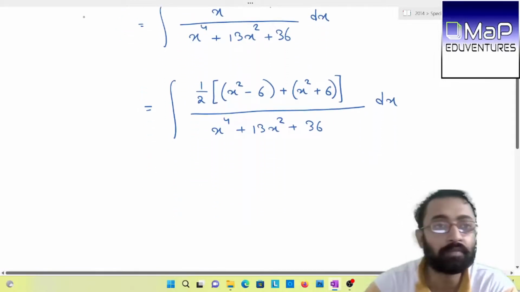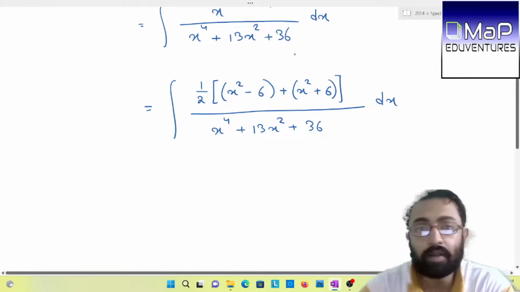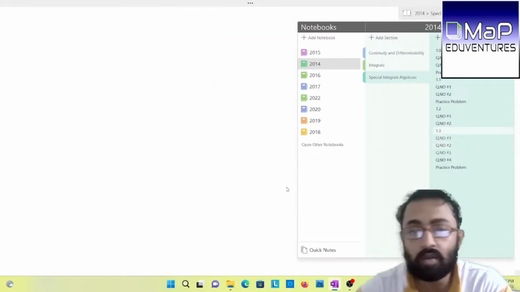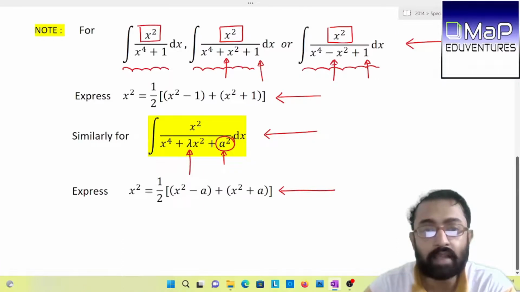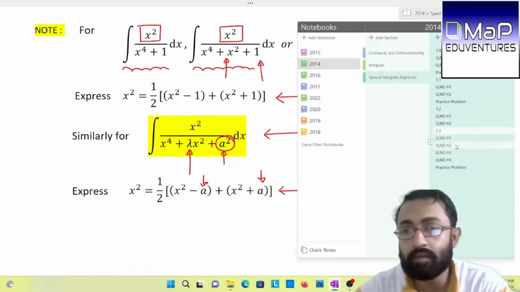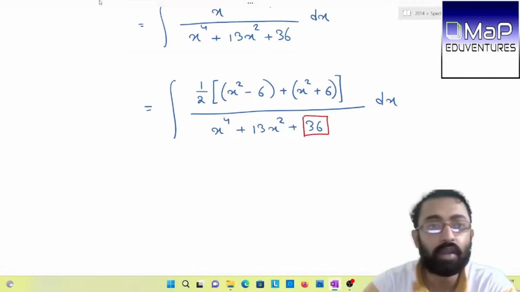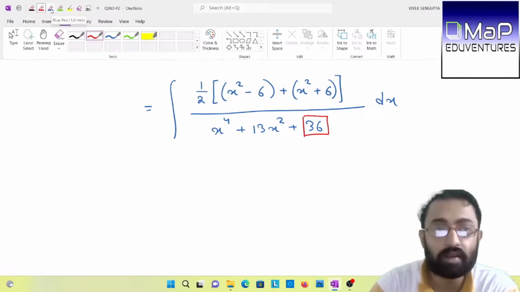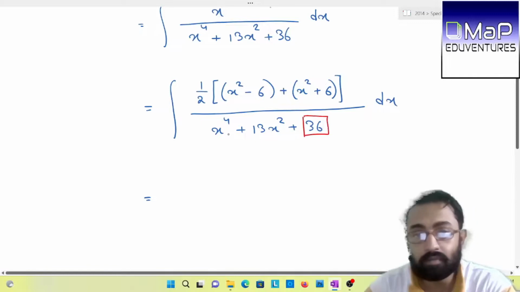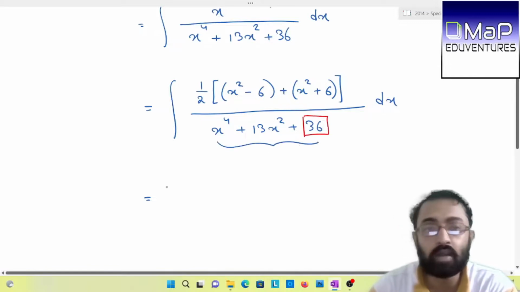Now why have we chosen 6 here? Because of the fact of 36. As you can see here in the form, if we have a squared, then we have to express in terms of a. Similarly, as we have here 36, we have expressed it as a squared, that is 6. Alright, now let me split the integration with respect to the denominator.